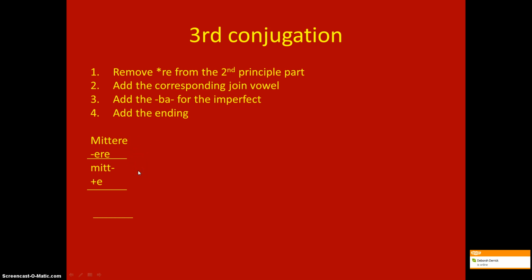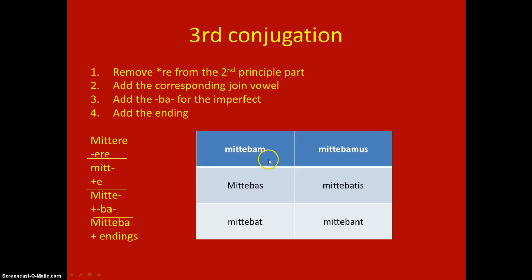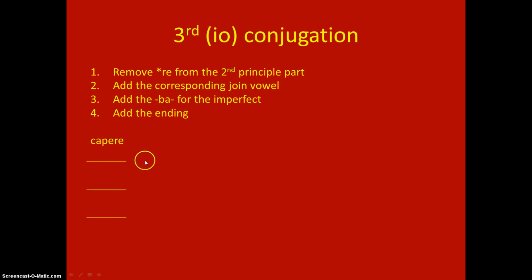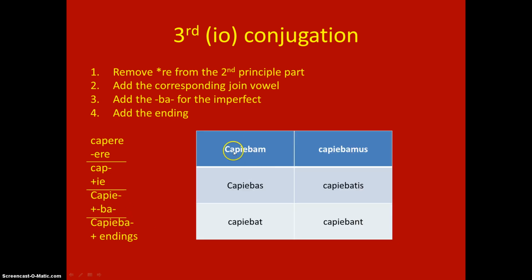For third, we get the same pattern. Mittere, minus ere plus join vowel plus ba. Mittebam, mittebas, mittebat, mittebamus, mittebatis, mittebant. Notice we don't have to worry about an alternate join vowel here. It's the same every time. Third IO minus ere plus our join vowel plus our tense indicator plus our endings. Capiebam, capiebas, capiebat, capiebamus, capiebatis, capiebant.